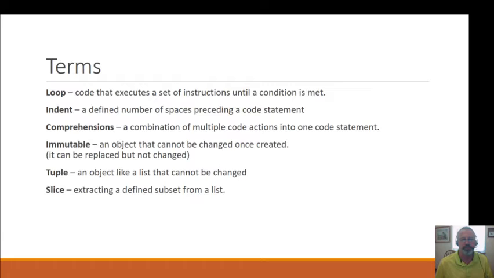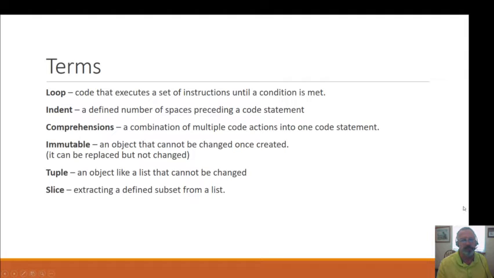The term immutable: basically, it's an object that cannot be changed once it's created. Strings are immutable. You create a string, you can't just replace one character in the string. You can replace the whole string, but you can't replace one part of the string. A tuple is basically like a list, but again, the elements cannot be changed. A slice is where we're extracting a defined subset from the list, and you'll see us doing this in the code as we move on.